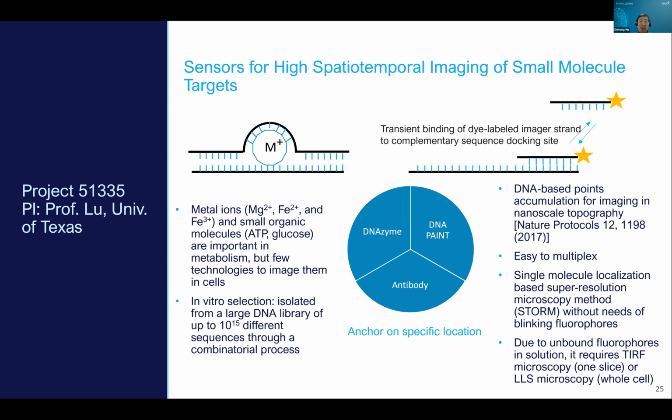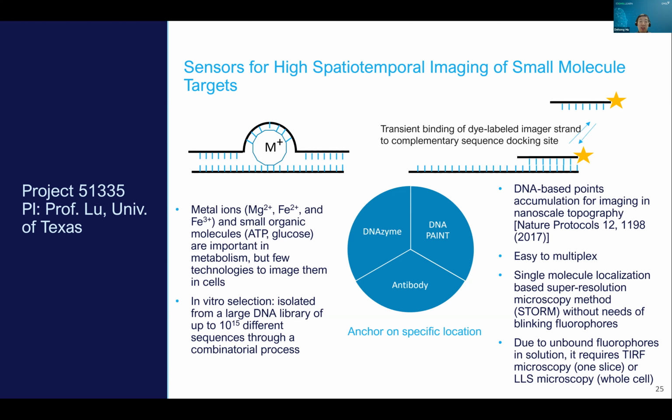The next thing is it's good for single molecule super resolution imaging like STORM, because the DNA-PAINT imager just transiently binds and unbinds. So it's equivalent to photoblinking of single molecules. However, DNA-PAINT has an issue: there's free unbound fluorophore in the solution. It's equivalent to immersing your cell in a dye solution, so the background is high.